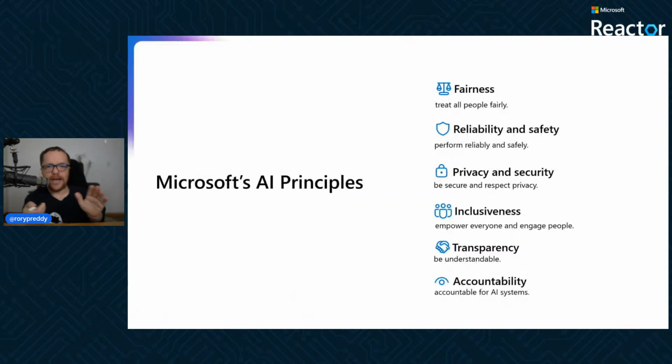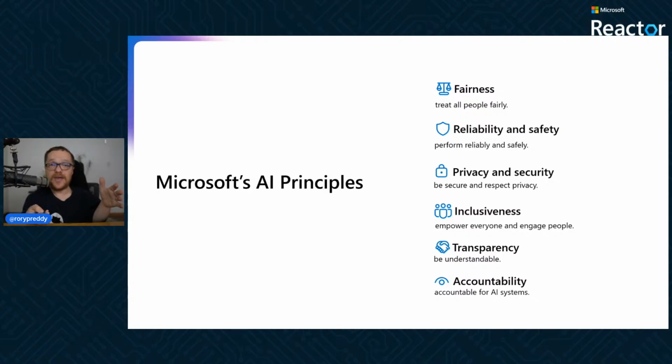Once we knew what happened with Tay and Dolphin Mistral, we also created AI principles to guide us going forward in our responsible AI journey. So we created fairness: our models need to treat all people fairly. Reliability and safety: perform reliably and safely, and can't just become erratic. Privacy and security: be secure and respect privacy. Empower people and engage people with inclusiveness. Be understandable with transparency, and also be accountable for AI systems.